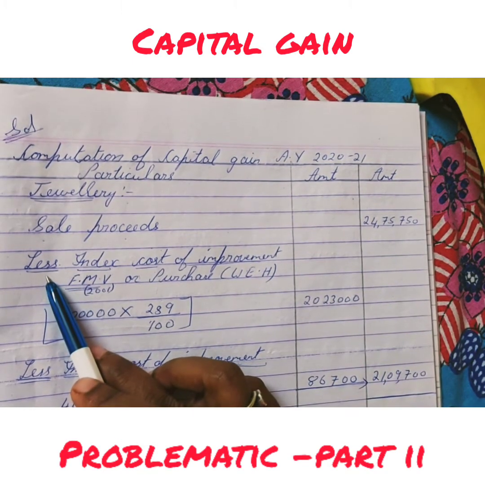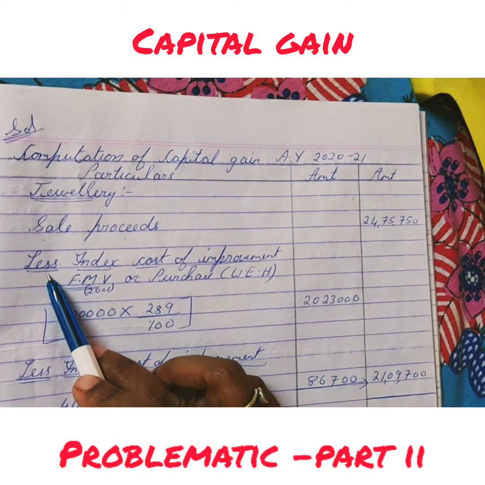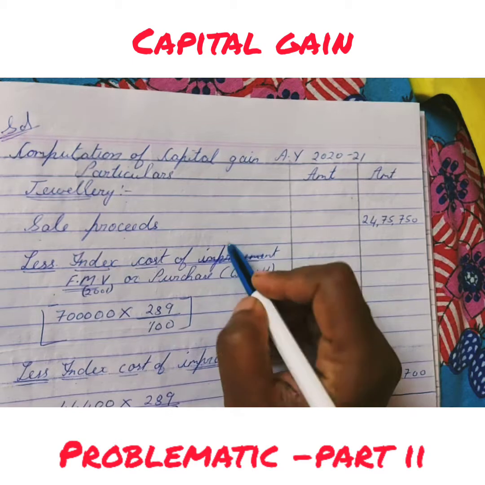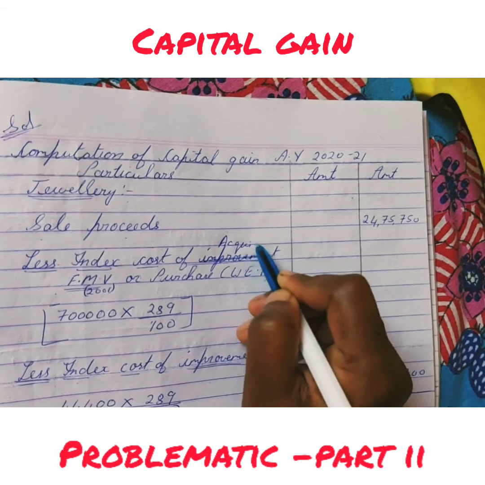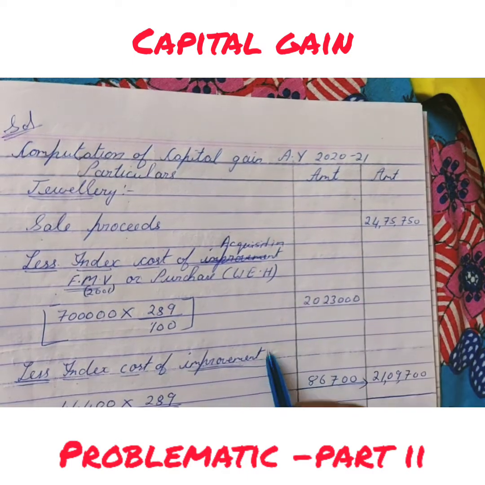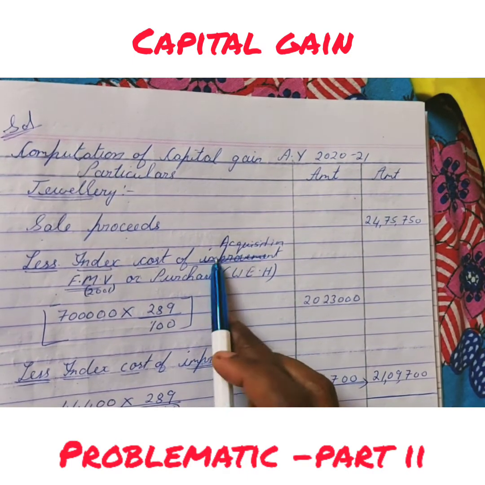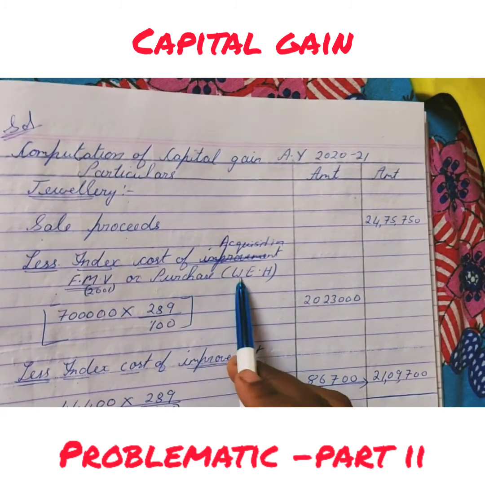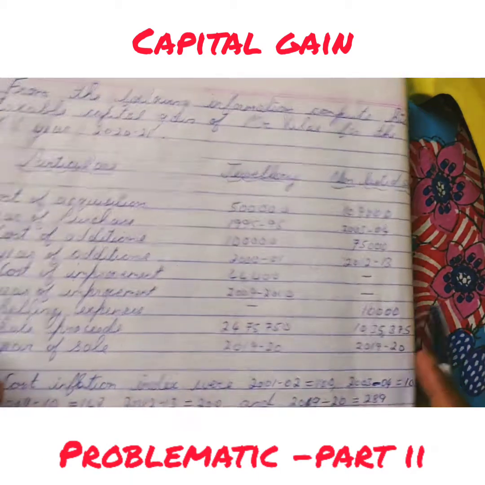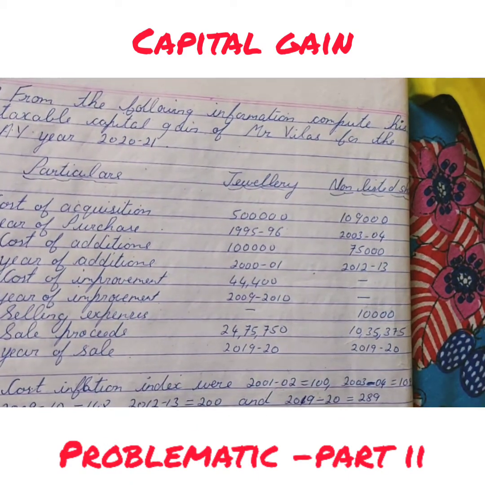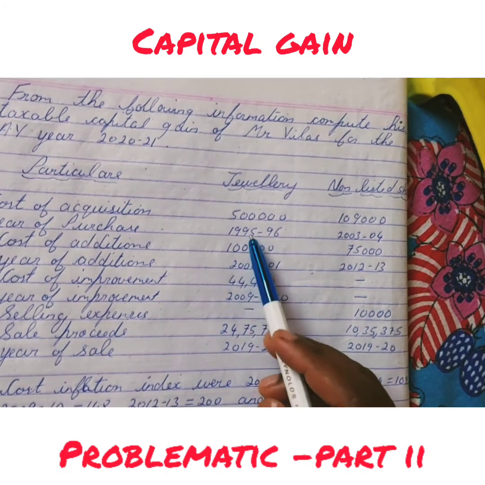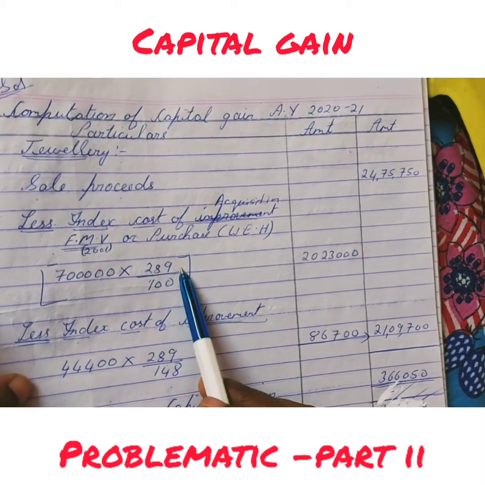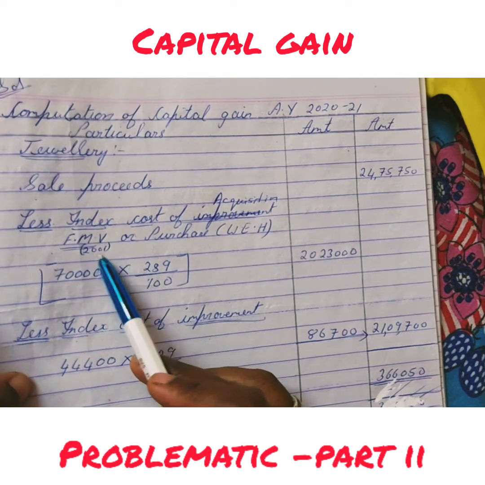Next step, what do we do? We deduct the indexed cost of acquisition. Here I have written improvement, but this is acquisition, not improvement; first always write acquisition. Acquisition is nothing but cost of purchase. For cost of purchase, we have to compare first, always, fair market value or purchase price. Whichever is higher we have to take. In this problem, market value is 7 lakhs and cost of acquisition is 5 lakhs. So market value is higher. So yes, 7 lakhs I have taken into previous year's index divided by the index of the fair market value year, that is 2001.